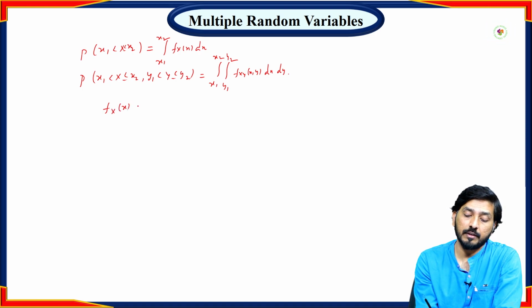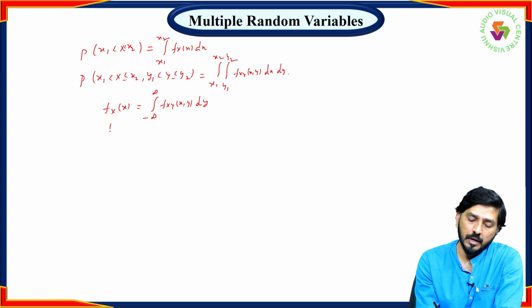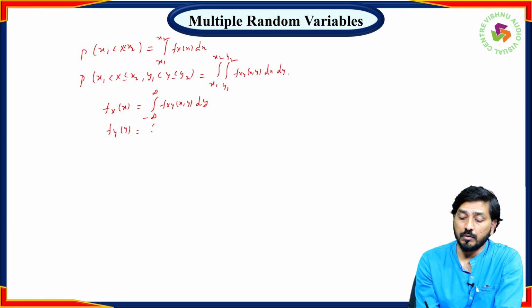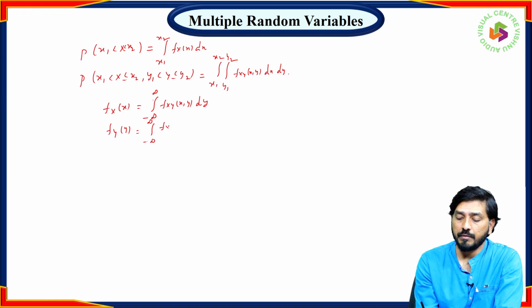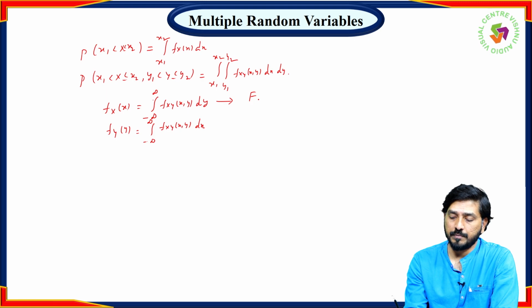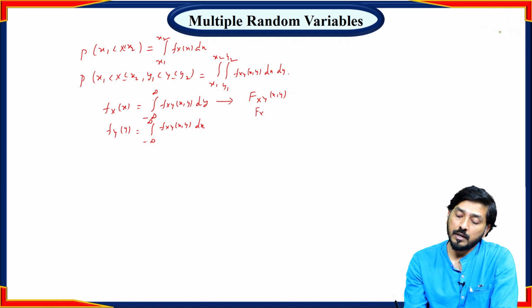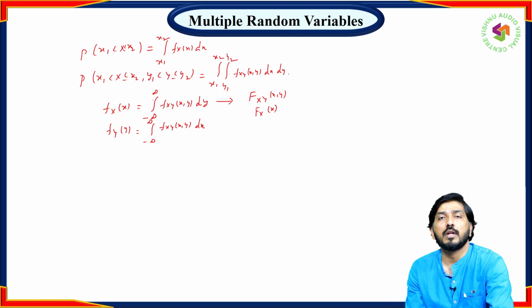Fx of x is equal to the integral from minus infinity to infinity of fxy of x comma y dy, and fy of y is equal to the integral over minus infinity to infinity of fxy of x comma y dx. These two are derived from the joint distribution function Fxy of x comma y and its marginal distribution functions. These two are derived from these two.